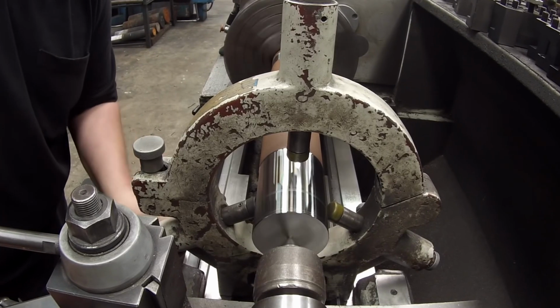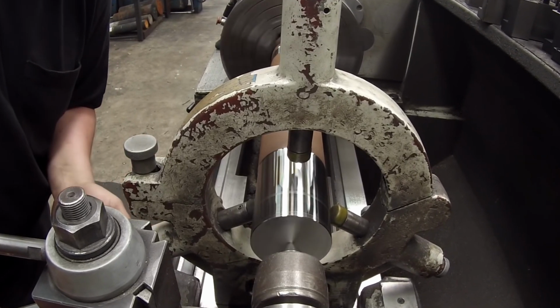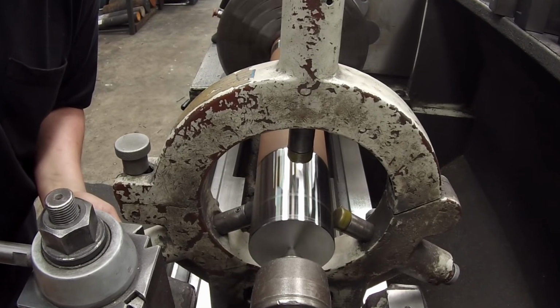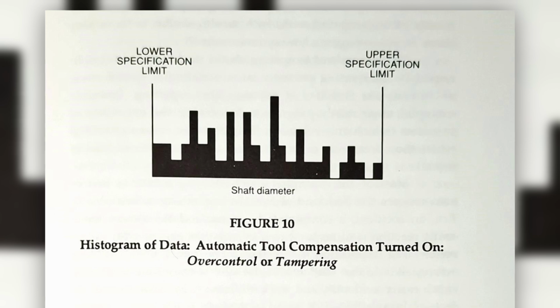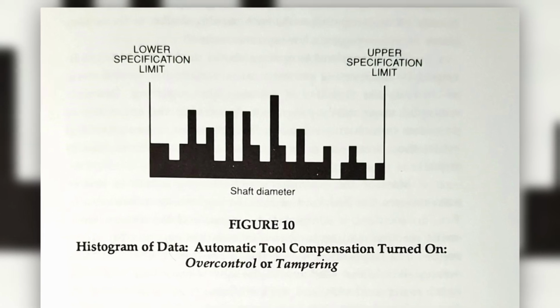I mentioned earlier that it's critical to understand the two types of variation because you respond differently depending on the type. Let's look at an example from Ford Motor Company. They were turning transmission shafts on a machine that was equipped with an automatic compensation device. If the diameter of the shaft was measured as being too large or too small, the compensation device would adjust the machine to compensate for the discrepancy. Here's a histogram of 50 shaft diameters produced by this process.